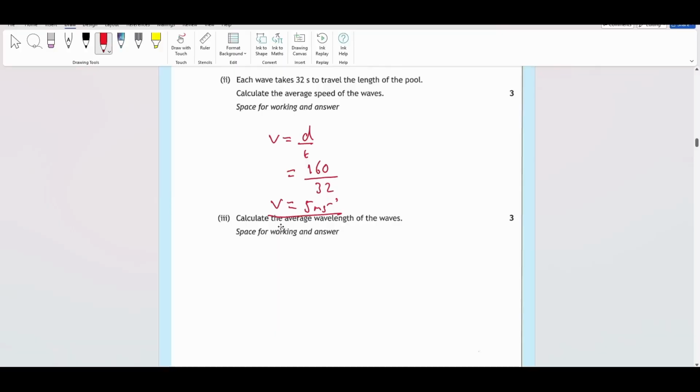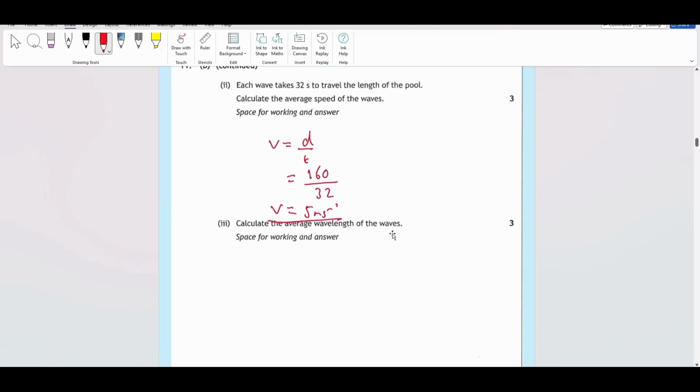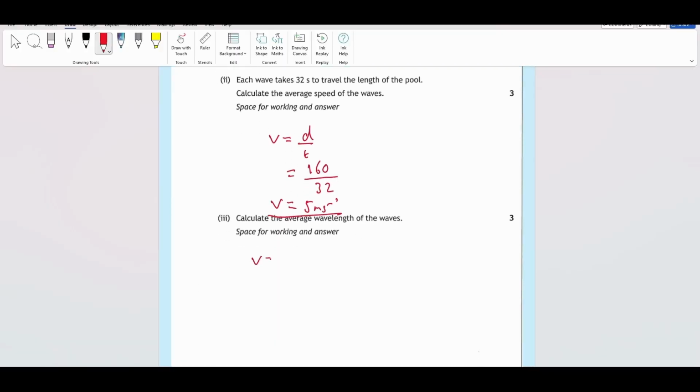Part 3 says to calculate the average wavelength of the waves. So we use the formula v equals f lambda, and we rearrange this to lambda is equal to v over f. We use the speed that I just calculated, which is 5, and the frequency was 0.28. So lambda is equal to 5 divided by 0.28, which is equal to 17.9 meters.